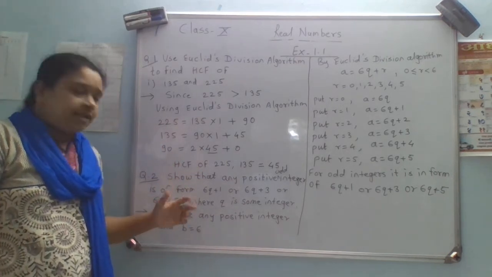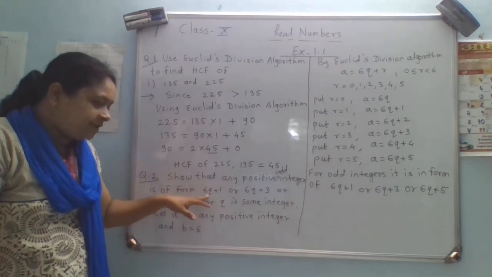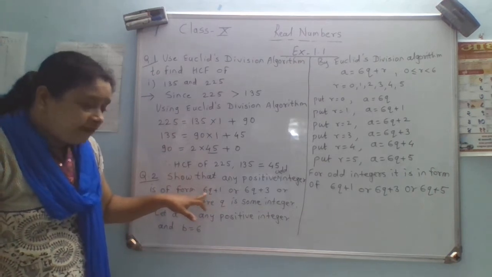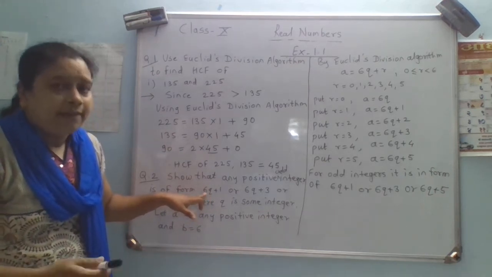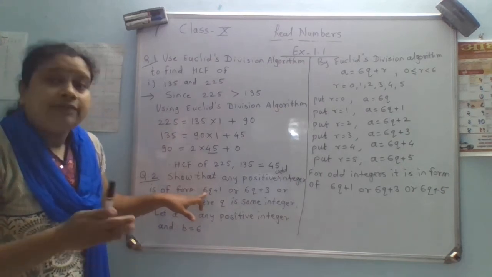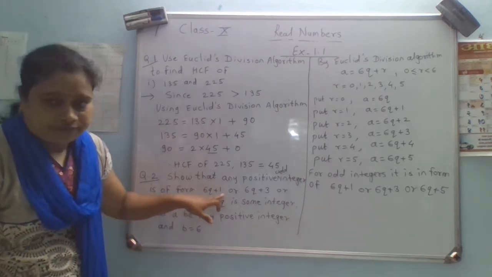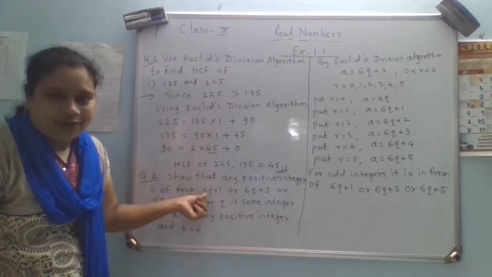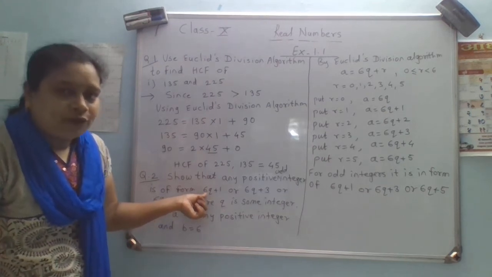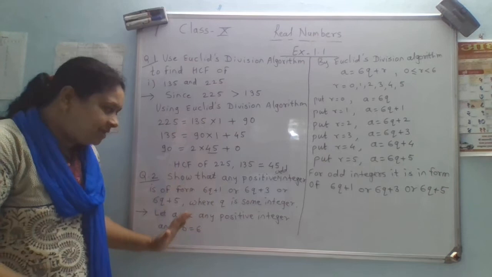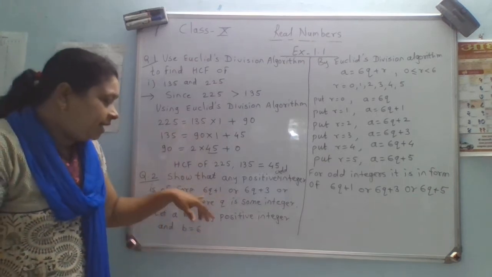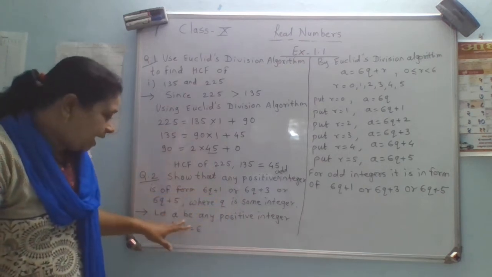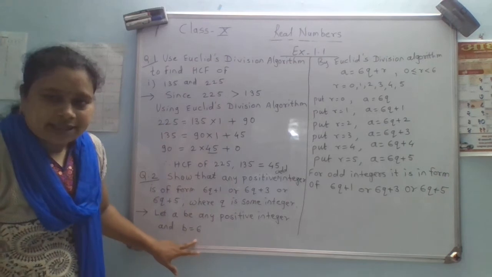Here the form of the number is given by Euclid's division algorithm. It is 6q + 1. If we consider a to be any positive integer, then we have the equation a = 6q + 1. Here the 1 is the value of r, because we have the equation a = bq + r. Since the form given is 6q + 1, the value of b becomes 6. So a is any positive integer and b = 6.